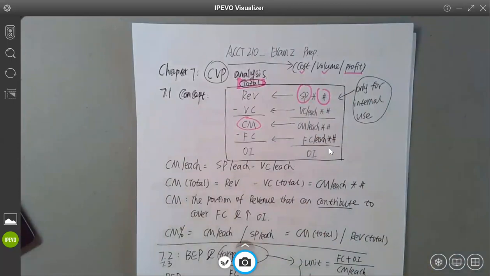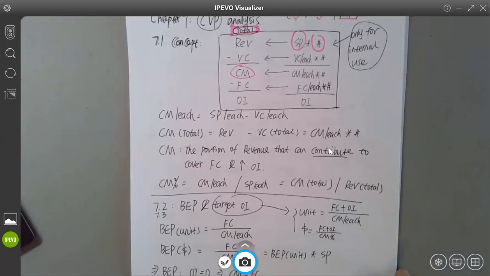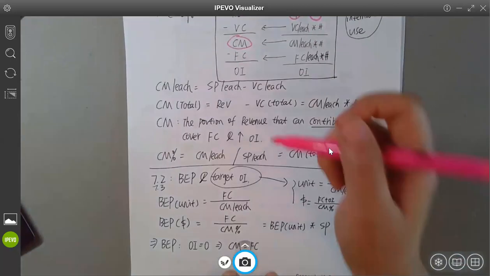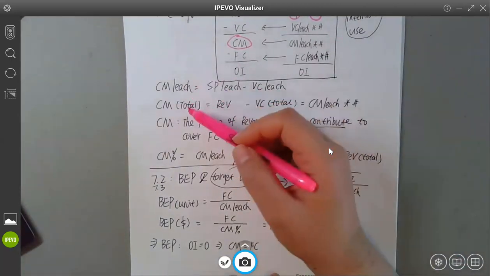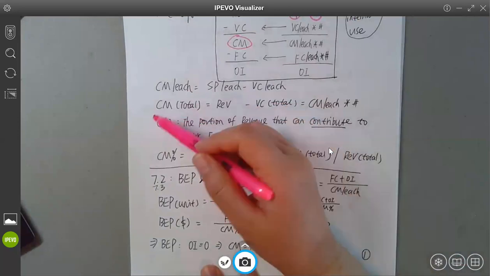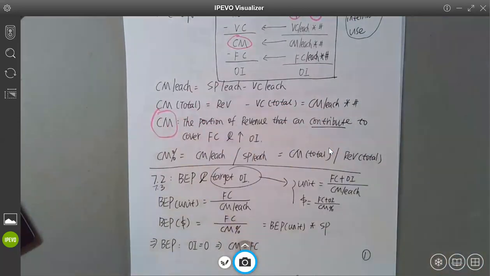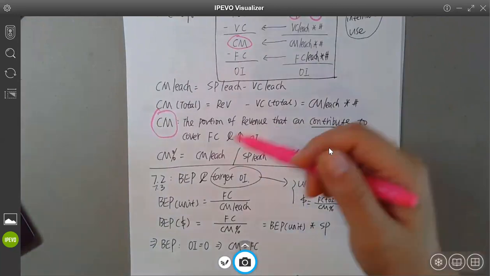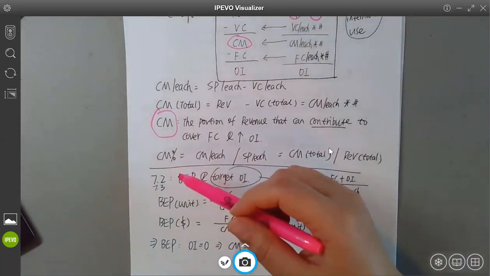You think it's silly, but yeah, it's kind of silly. Anyway, contribution margin for each one, contribution margin total. We said that the concept of contribution margin is important. Why do we call it contribution margin? We don't call it whatever margin, because it is the dollar amount that will contribute to first cover your fixed cost and then to increase your operating income.